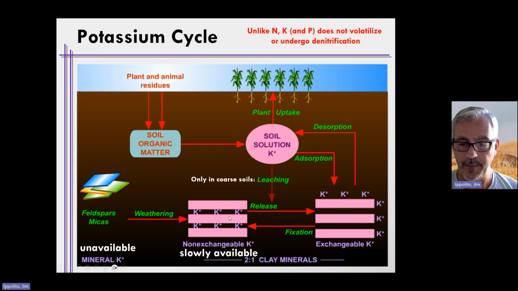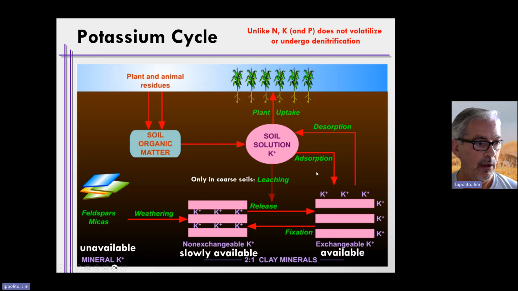And what does that mean? We're going to talk about this in more detail soon. But the potassium that's close to the edge of the interlayer is more readily released than the potassium that's deeper in the interlayer. And the potassium is released due to shrinking and swelling of these clays. So this potassium is slowly available, but it's not really available to the plant. The potassium on the exchange sites, however, is available as long as desorption and adsorption occur, right?